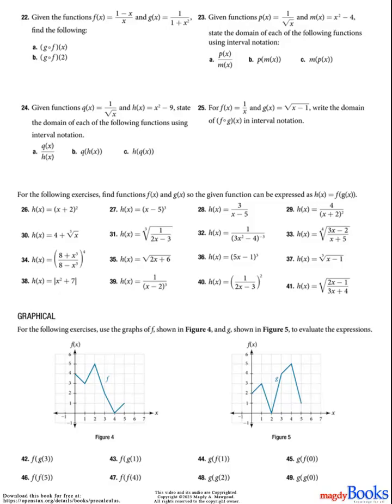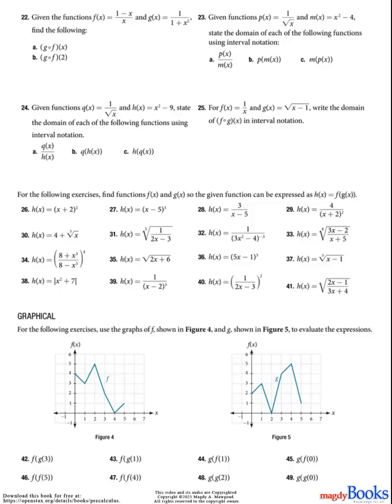25. For f of x equals 1 over x and g of x equals square root of x minus 1. Write the domain of f composed with g at x in interval notation.